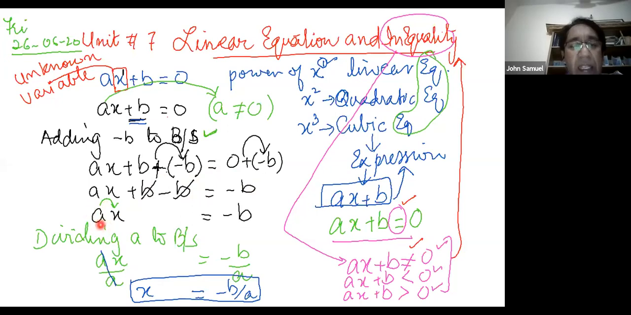Now here we have ax is equal to minus b. Now we'll use the multiplicative property. We cannot multiply a to both sides because it is already multiplying with x. So the opposite is dividing, dividing a to both sides. In this way we have shifted it. So this is how we can find the value of the unknown variable.